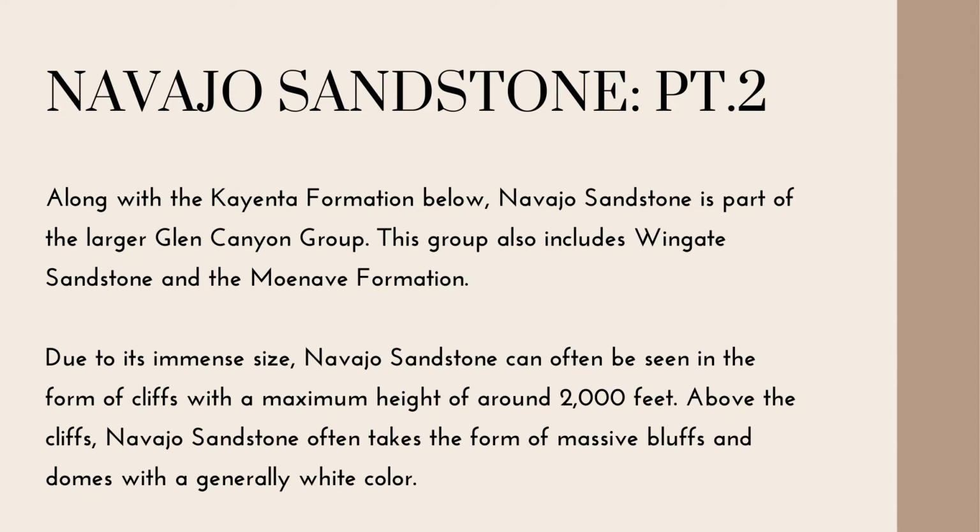Part 2. Along with the Kayenta Formation below, Navajo sandstone is part of the larger Glen Canyon group. This group also consists of the Wingate and Moenave formations. Due to its immense size, Navajo sandstone is often seen in the form of steep cliffs with a maximum height of 2,000 feet. Above the cliffs, the sandstone can be observed in the form of massive bluffs or domes, generally pale white in color.